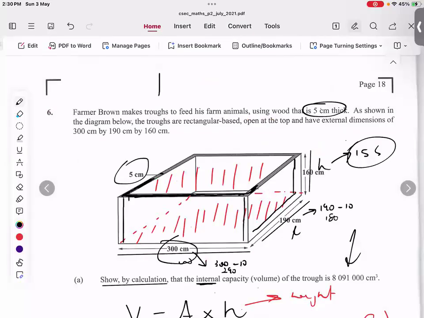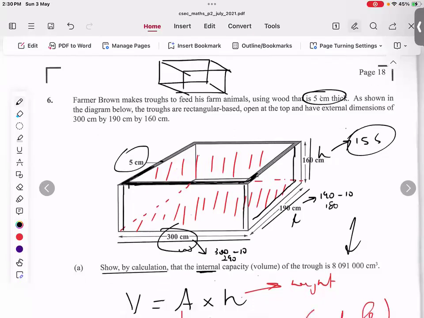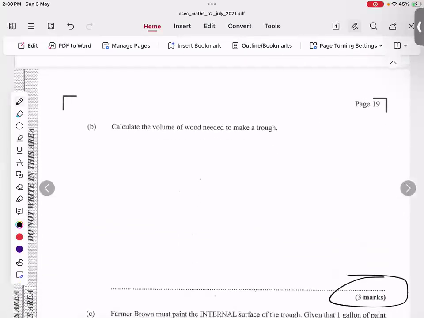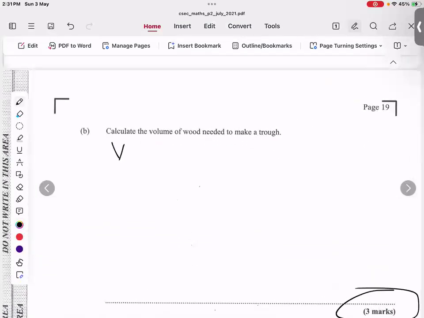Just imagine you have a box like this here, people. And you put another box. I want you to imagine you put a smaller box inside of a big box. There's a space that is around the box. That section is the wooden section. So how much volume would that take? Well, first you have to find the volume of the external.